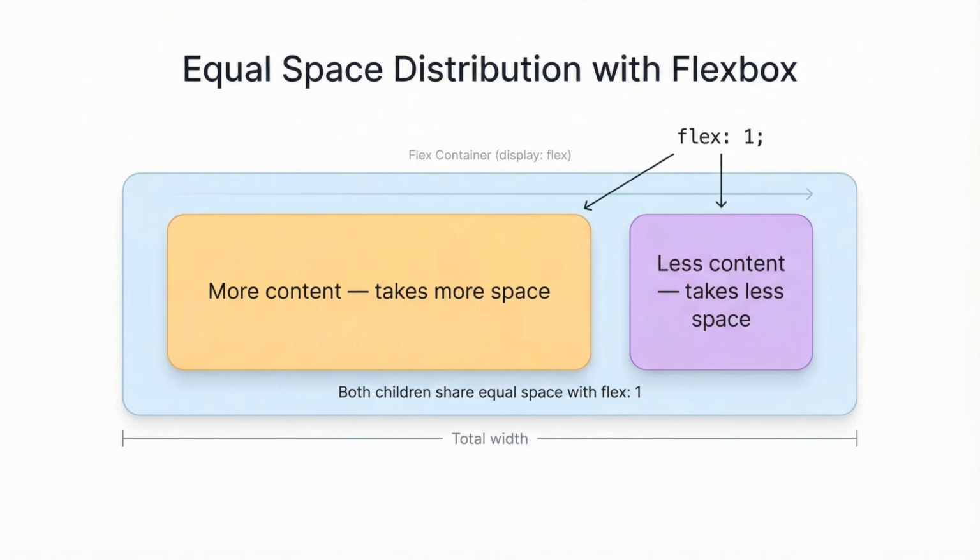To fix this unequal distribution, you apply Flex 1 to each child element. This tells the browser to give each child an equal share of the available space inside the Flex container, regardless of how much content they hold. It's a clean and simple way to create balanced, equal-width columns.